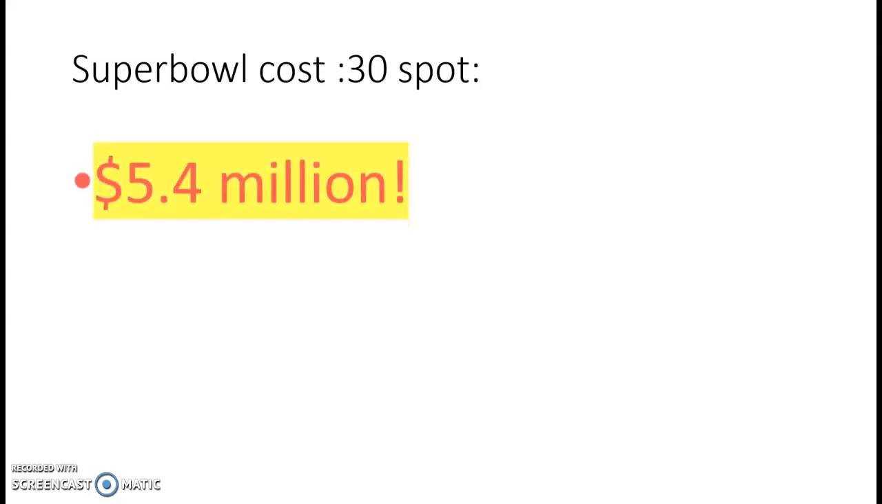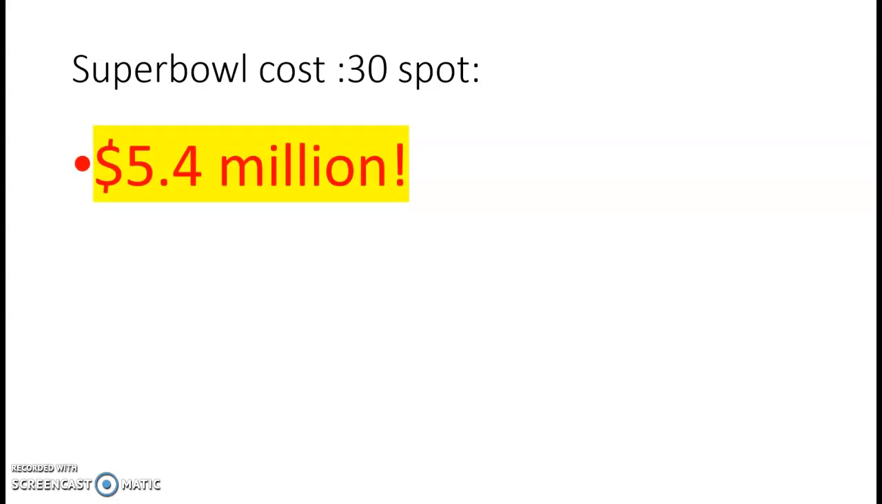Anybody know what the cost of the Super Bowl spot was last year? $5.4 million for a 30-second spot. And remember, all advertising is to reach new customers. The Super Bowl reaches half the households. It's not a real targeted thing. But there's so much talk about the Super Bowl ads.